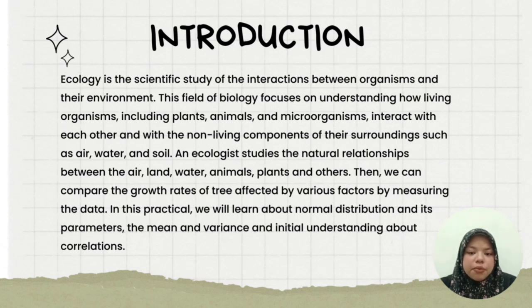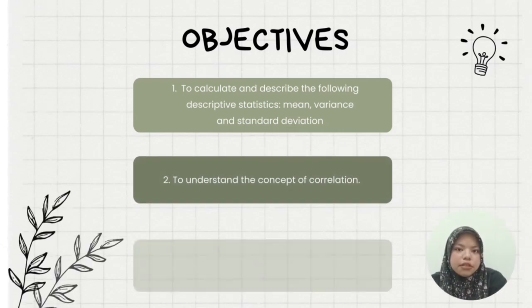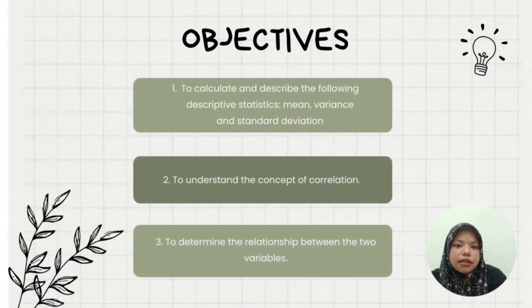Then we can compare the growth rates of trees affected by various factors by measuring the data. In this practical, we will learn about normal distribution and its parameters, the mean and variance, and gain an initial understanding of correlation. The objective of this practical is to calculate and describe the following descriptive statistics: mean, variance, and standard deviation.